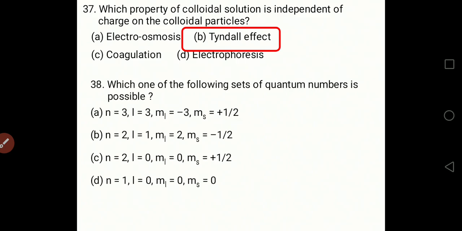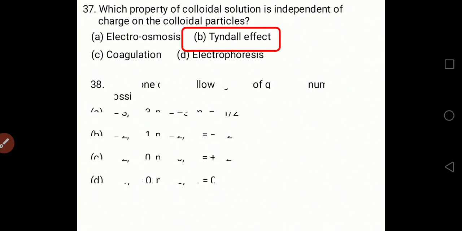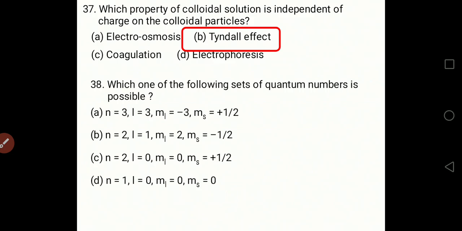38. Which one of the following sets of quantum numbers is possible? Very simple question, very important question. Which is not possible? Ms is equal to 0, directly you eliminate this option, right? Remove that option. Next, remaining you can see 3. Out of 3, here n and l both are same, so it can never be the correct answer. Here m value is more than the l value, so this is also not the correct answer. Hence the correct answer for this is, remember, C.